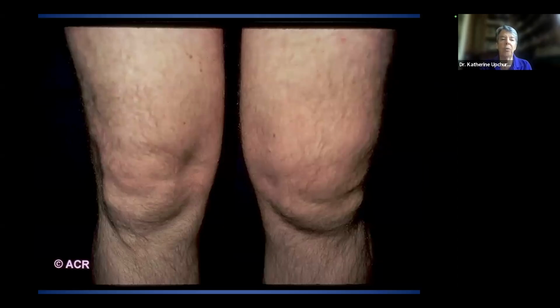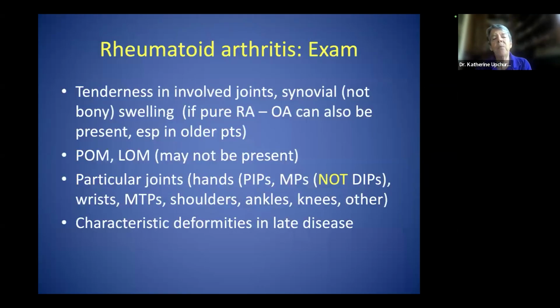Now, this is a patient who actually has a synovial effusion, but you don't see this on a characteristic malalignment abnormality except for in very advanced stages. And you see a little bit of overlying erythema and some warmth. This is a patient who has rheumatoid arthritis of his knees. So on exam with rheumatoid arthritis, you do see tenderness in involved joints. You see synovial, but not bony swelling. You see pain on motion, loss of motion may not be present.